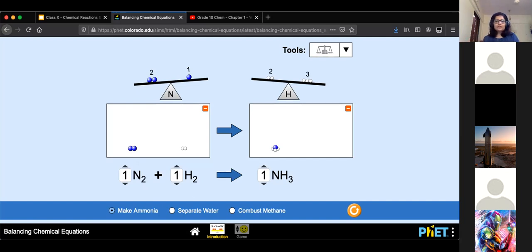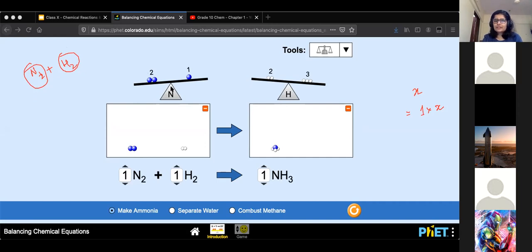It's similar to what you do in math. If I write X, this is basically 1 times X, right? Similarly, if I just write N2 plus H2, it means that I have 1 molecule of nitrogen and 1 molecule of hydrogen. Now you can see that it's not balanced here. This needs to be perfectly straight for it to be balanced.